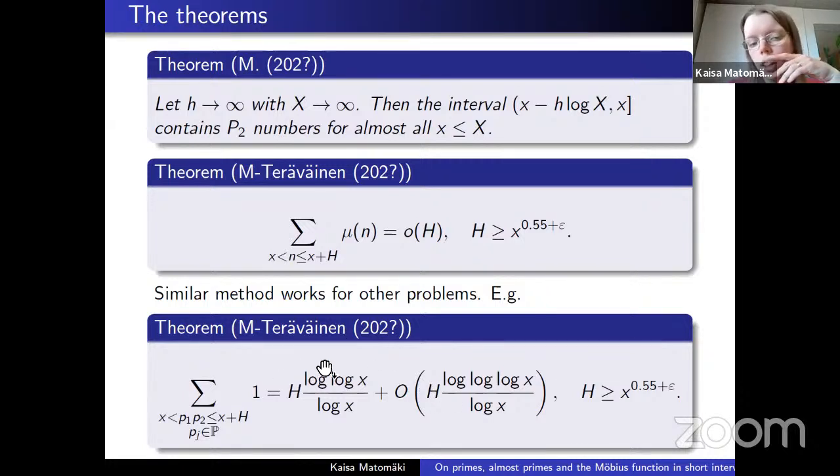And also one could study, for instance, the sums of two squares and so on. So it's quite flexible. One just needs some sort of combinatorial decomposition of the Heath-Brown type in order to do this.